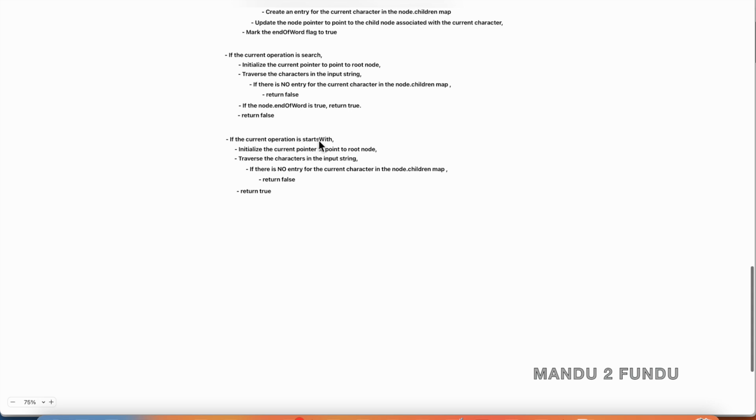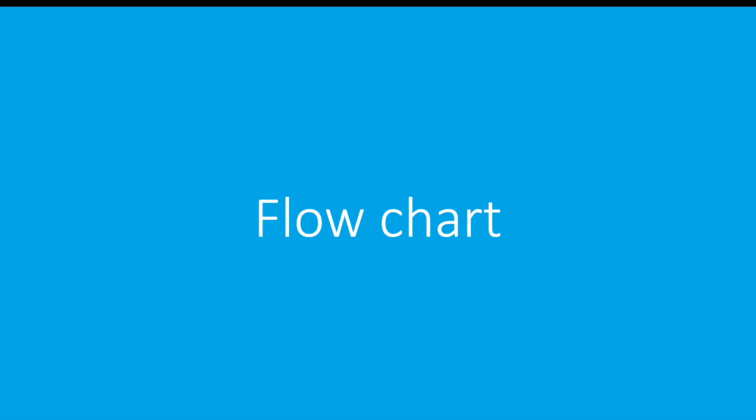And in the case of the starts with operation, here also first we initialize the current pointer to point to the root node and traverse each character in the input string. If there is no entry for the current character in the children map, then we have to return false. Otherwise, after coming out of the loop, we return true. Let's look at the flowchart.